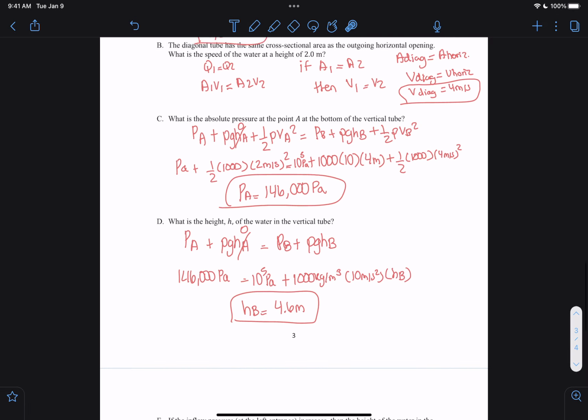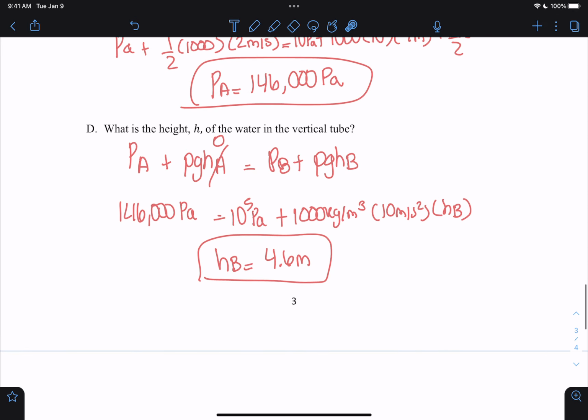Okay, that's not bad. So remember here, our PA equaled the pressure at point B plus rho g HB, right? So essentially they're asking, what if we doubled HB? What happens? If we just took this 4.6 meters and doubled it, then we would have a different PA, right? We'd have a different pressure at point A.